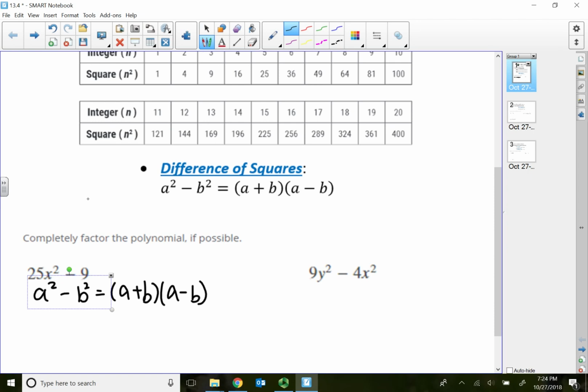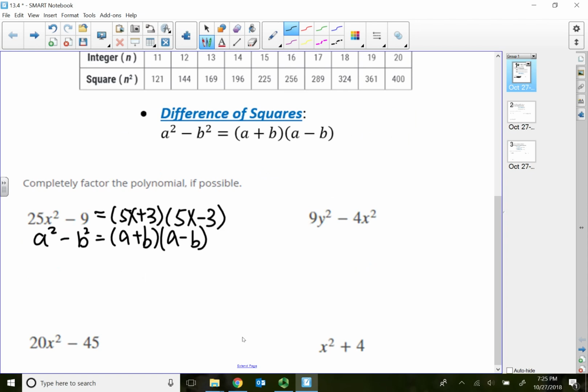The question is, what was my a before it was squared? My first term is already squared. So what was 25 before it was squared? It must be 5. What was x squared before it was squared? It must be x. So my a is really 5x. My b, what was 9 before it was ever squared? It must be 3. So my answer is 5x plus 3 times 5x minus 3. That's a difference of squares.